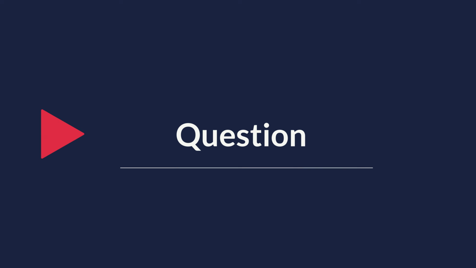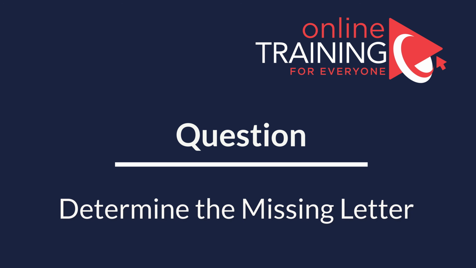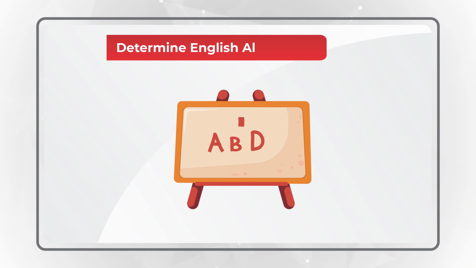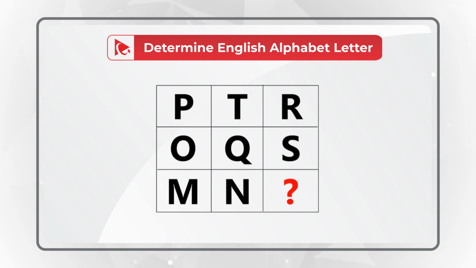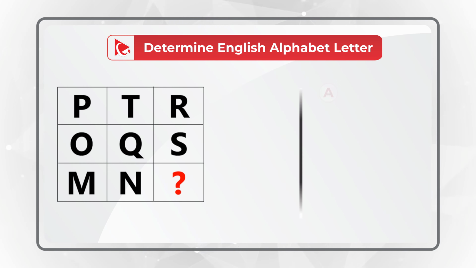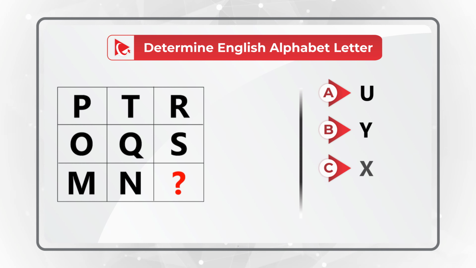Here's one of my favorite questions to test your verbal reasoning as well as your knowledge of English alphabet. You need to determine the missing letter of English alphabet to replace question mark. You're presented with 3 by 3 matrix, and this matrix has letters P, T, R, O, Q, S, M, N, and then the missing letter, which you need to select from one of 4 possible choices. Choice A, U. Choice B, letter Y. Choice C, letter X. And choice D, letter V.